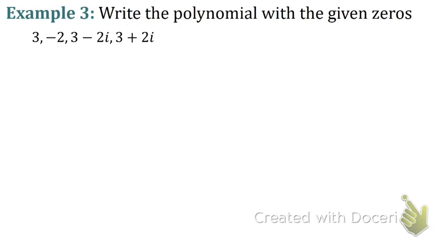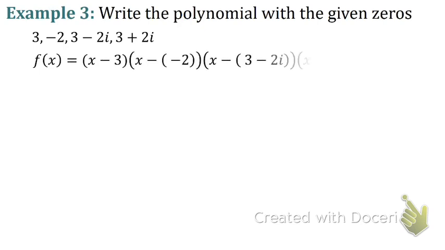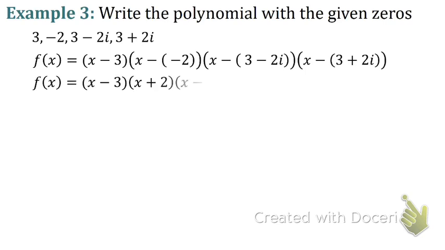So we're going to begin writing our polynomial. So we know that we have to change the sign. So it's going to be f of x equals x minus 3, x minus negative 2, x minus 3 minus 2i, x minus 3 plus 2i. Now we need to distribute all of these negatives, so that's going to simplify to f of x equals x minus 3, and then a negative times a negative is a positive, so x plus 2. A negative 3 and a negative 2i is going to become negative 3 plus 2i. And then the negative times the 3 and the negative times the positive 2i is going to become negative 3 minus 2i.